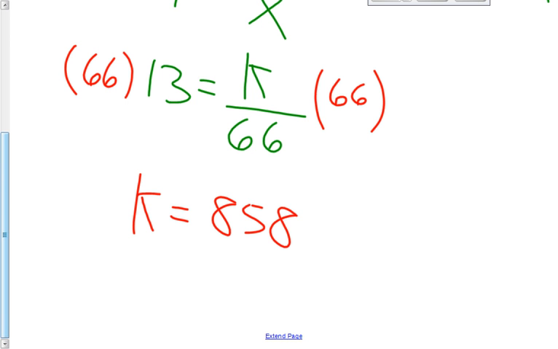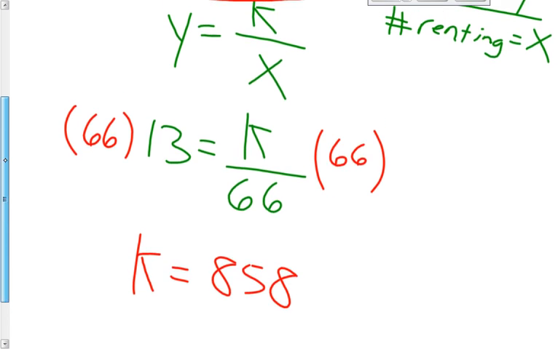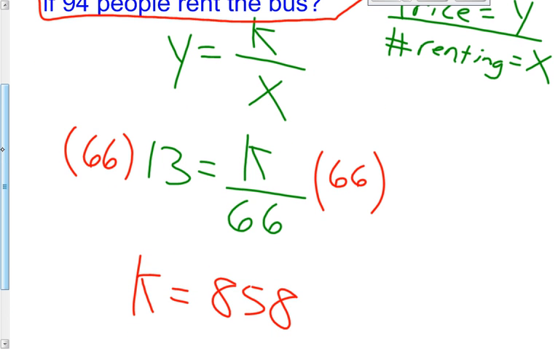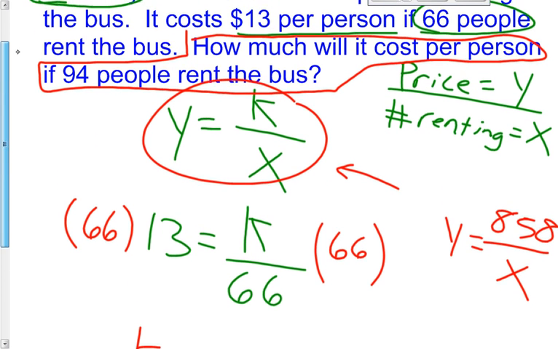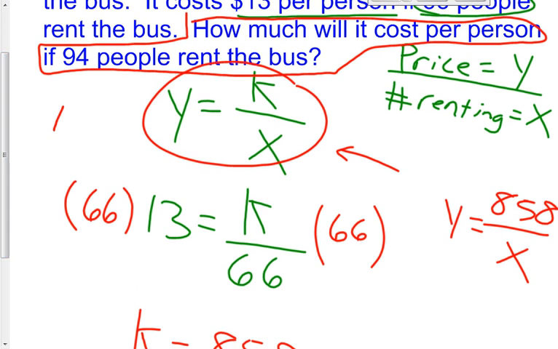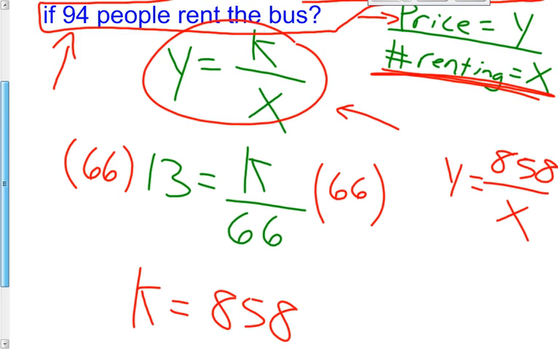Okay, if k equals 858, I know that with this equation, y equals k, which is 858 over x. There's our new equation. How much will it cost per person if 94 people rent the bus? Well, the number of people renting the bus, that's our x variable. Find how much it will cost per person. We want to find what y is.